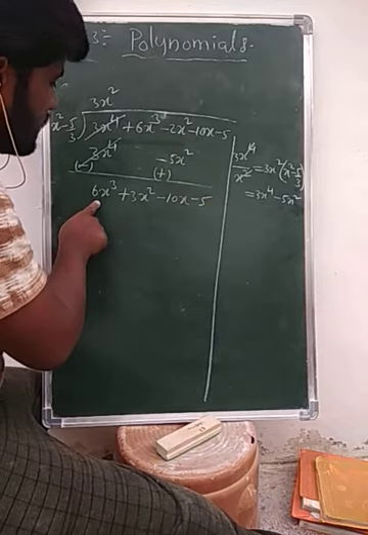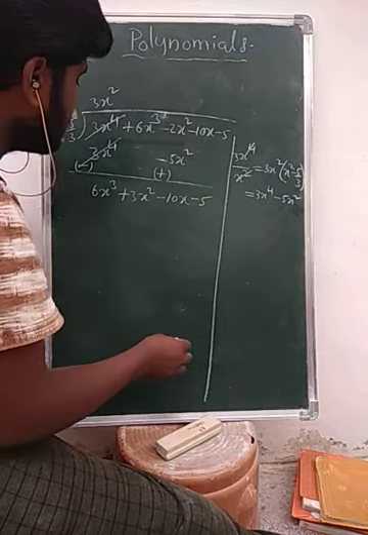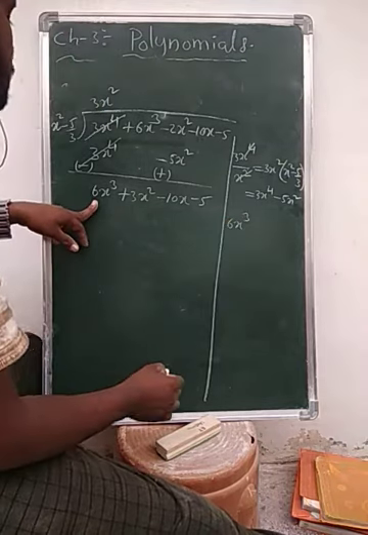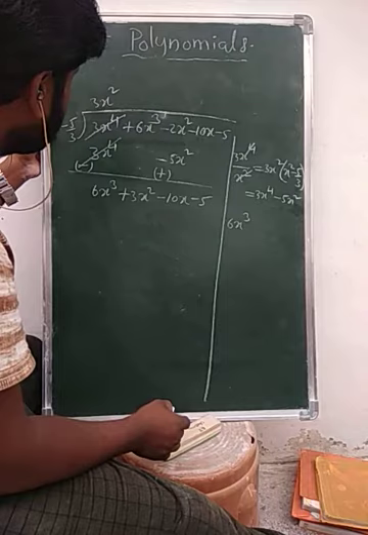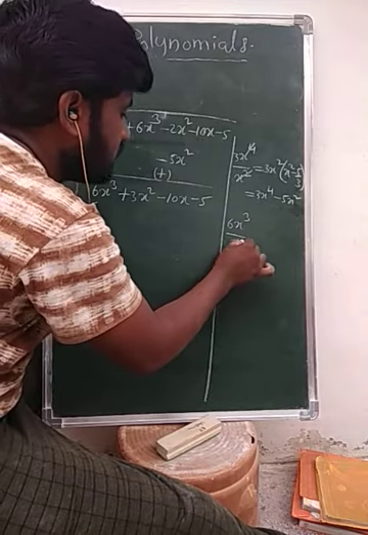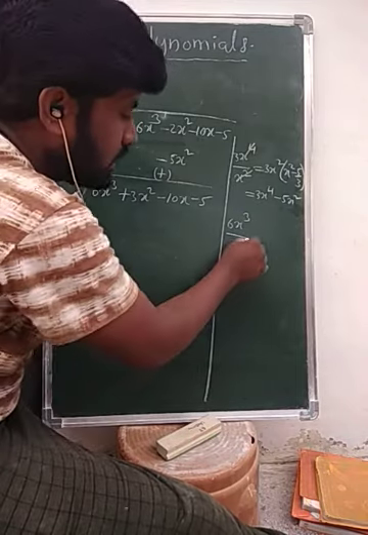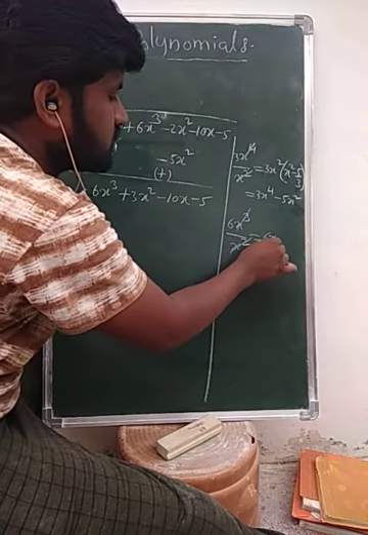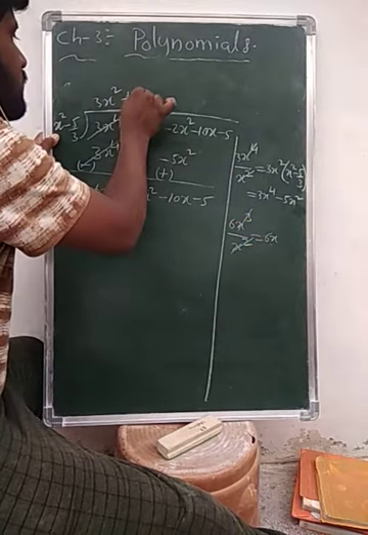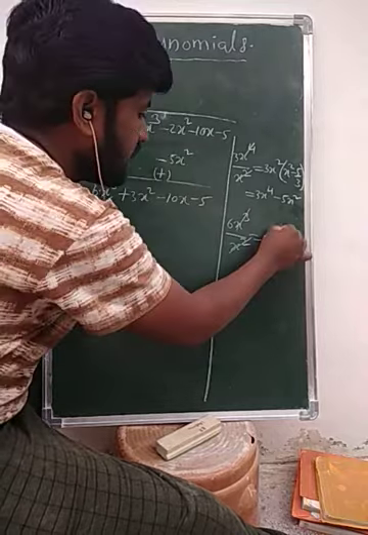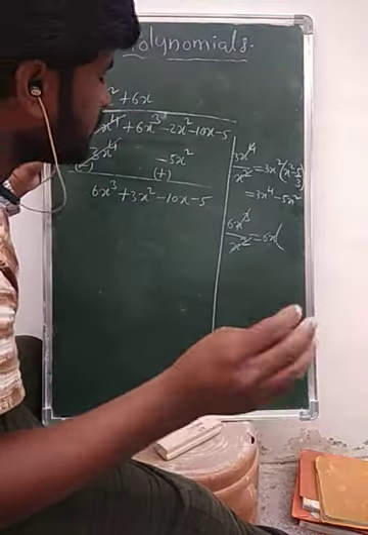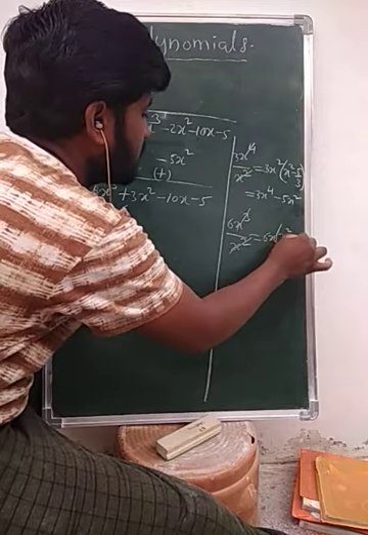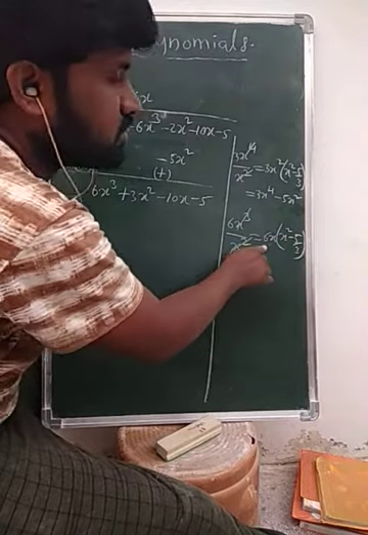Again, in this polynomial, what is the highest degree term? That is 6x cube. And what is the highest degree term in this divisor? That is x square. x square, x cube cancel means we get 6x. You write in the place of quotient 6x. Again you multiply the divisor, that is x square minus 5 by 3, into 6x.